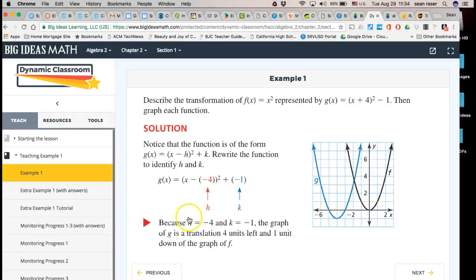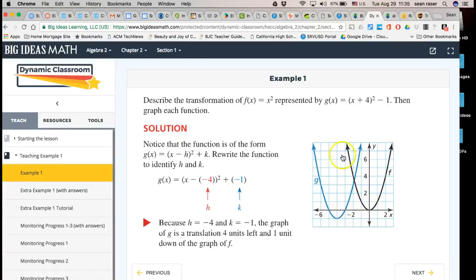This is one of those that you're going to get used to seeing. When you see x plus 4, you may automatically think that you're moving to the right because it's plus 4. But remember, because we're subtracting h, this sign is actually opposite of the way you're translating. So plus 4 means you're moving 4 to the left in the negative direction. If this were x minus 4, it means you would be subtracting positive 4 and moving 4 in the positive direction to the right. So our h value is negative 4, and our k value is negative 1. So what that means is that we are translating 4 units to the left and 1 unit down.